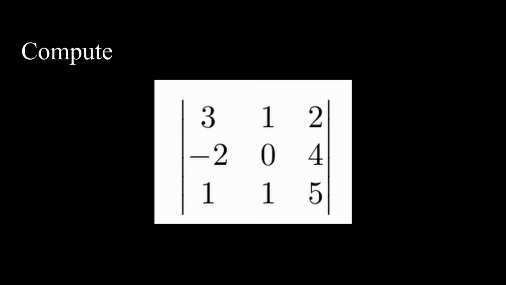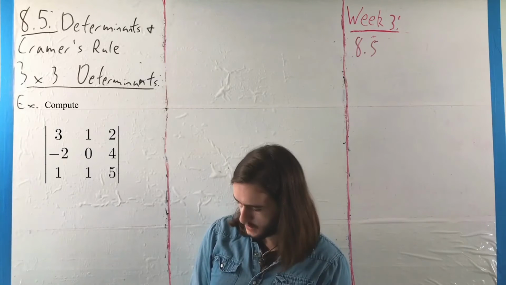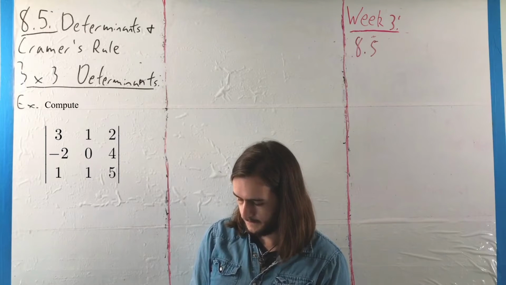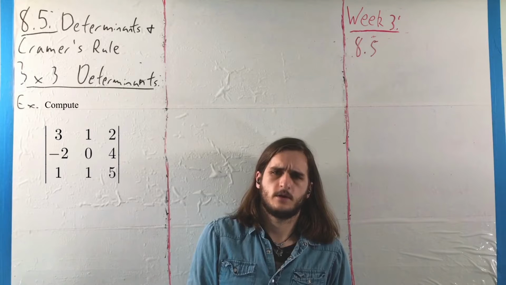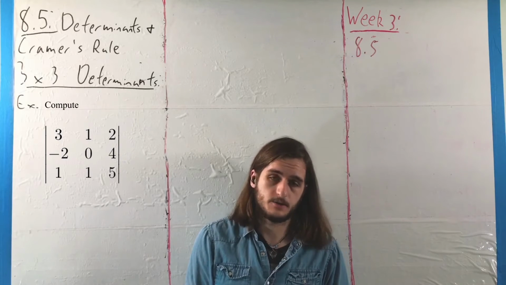For our example here, what we want to do is compute the determinant of the matrix 3, 1, 2, negative 2, 0, 4, 1, 1, 5. Where with this, our first and most important decision is figuring out what we want to expand our minors around.